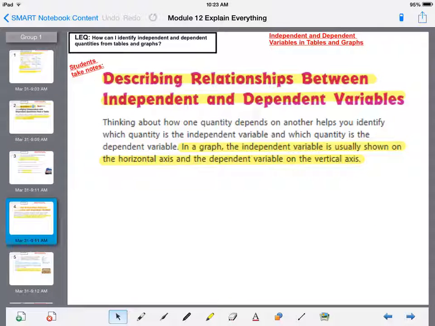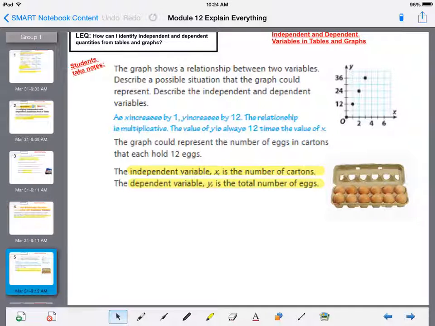When talking about describing relationships between independent and dependent variables in a graph, the independent variable is usually shown on the x-axis, and the dependent variable is normally on the y-axis. So when graphing this relationship between these two variables, we have this situation where we have a carton of eggs, and as x increases by 1, y increases by 12. So this is showing 1 carton equivalent to 12 eggs.